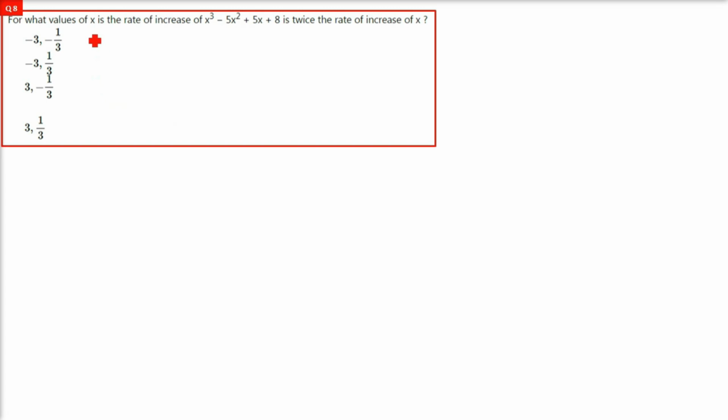For what values of x is the rate of increase of x cube minus 5x square plus 5x plus 8 twice the rate of increase of x? Now assume this expression to be y. Just assume that we are talking about dy by dt. This is equal to 2 dx by dt, because it is twice the rate of increase of x, so twice of dx by dt. So let us differentiate this.